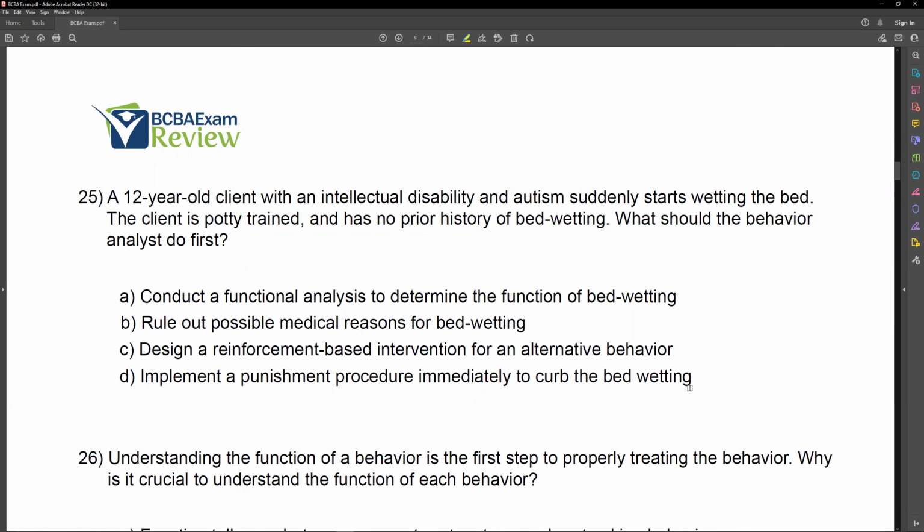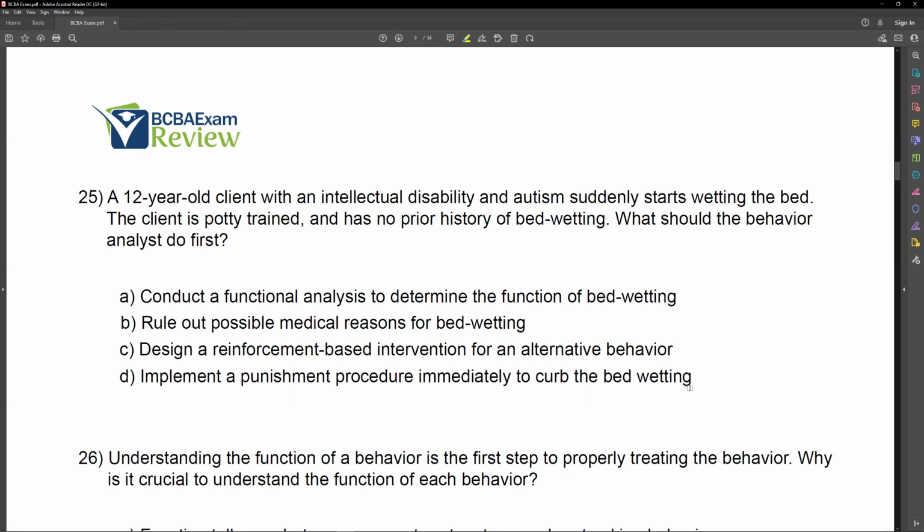Okay, A, conduct a functional analysis to determine the function of bedwetting. Well, we're kind of getting ahead of ourselves, right? Remember, functional analysis is the highest and the strongest assessment we can do. Okay, we need to take other steps first before we just dive in and start conducting this big functional analysis on bedwetting. Okay, based on our history, they're potty trained, it's never happened before. Okay, let's just slow down a little bit and think.